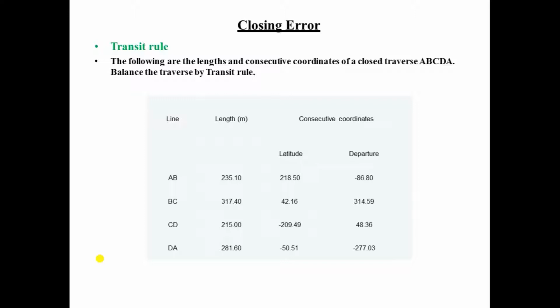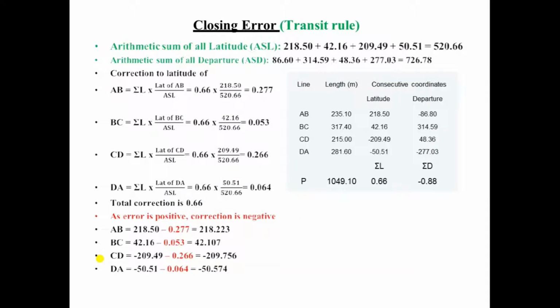See, in the example, some data is given for latitude, departure, line and length. Now we get the sum of all latitudes and the sum of all departures, which are 0.66 and 0.88. Now we can get the arithmetic sum of latitude and the arithmetic sum of departure, because as per the formula we have to put the arithmetic sum of latitude and arithmetic sum of departure here. ASL is the short form of arithmetic sum of latitude.